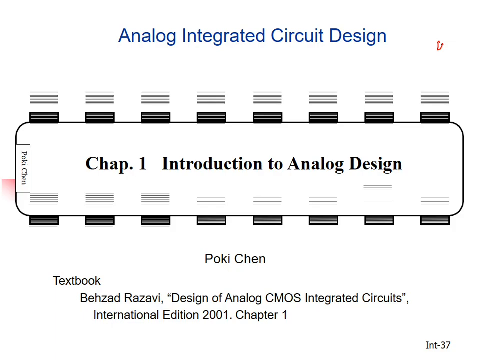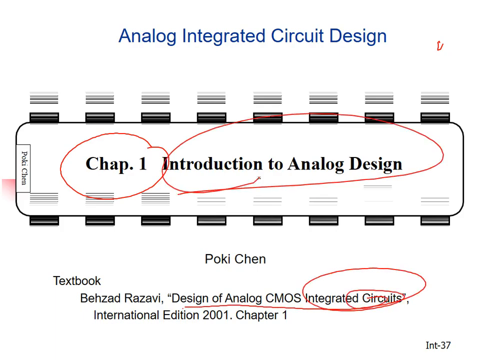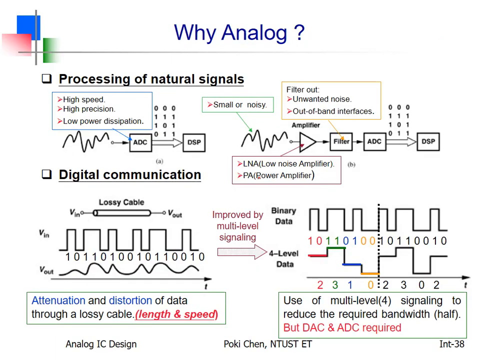And this is the later part of our chapter 1, and it is from Professor Razavi's Design of Analog CMOS Integrated Circuits, the first chapter. I have a very brief presentation about this chapter. Anyway, from the very beginning, you need to make sure analog is good for you. But why? If almost everything is digitized, why do we still need analog design?